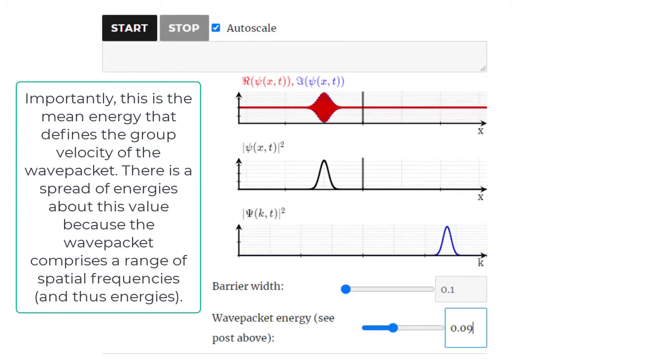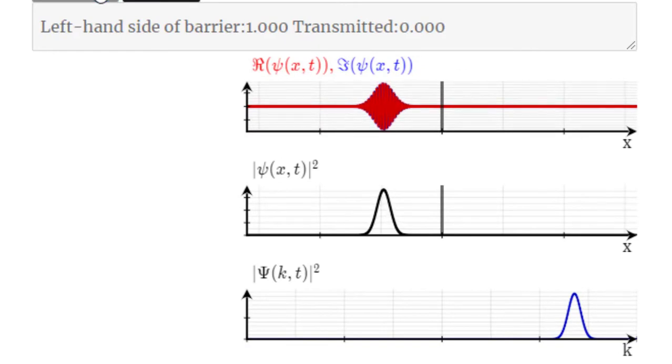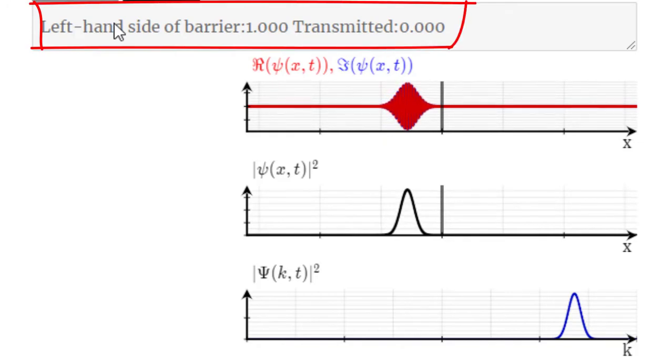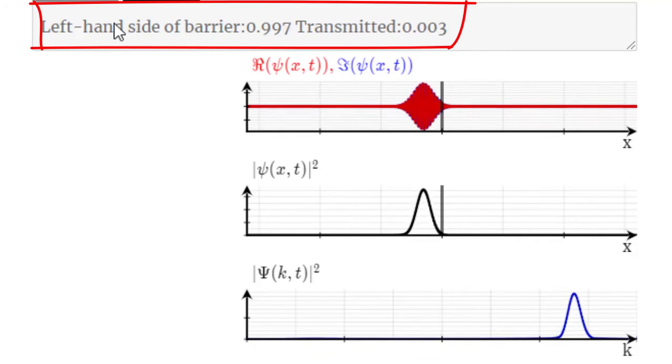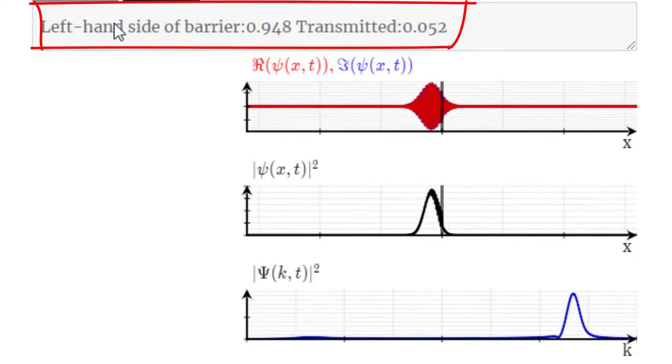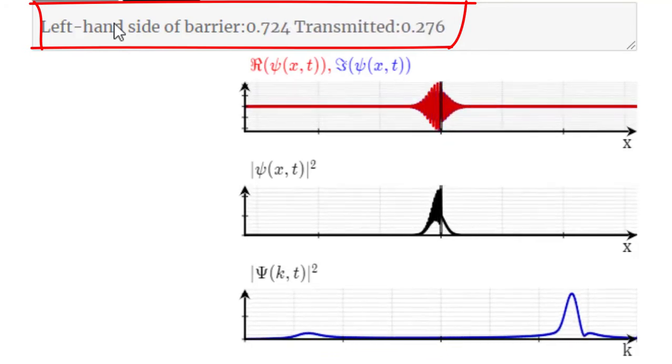Given that the energy is quite high, we would expect that the transmission coefficient would be relatively high. Okay, so let's run this. And what you're going to see is the wave packet is going to impinge on the barrier. This is going to tell us the transmission coefficient. It's basically telling us the amount of the probability density that's on one side of the barrier as compared to the amount that's on the other side of the barrier.